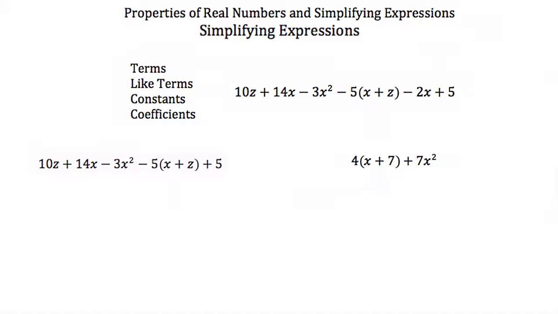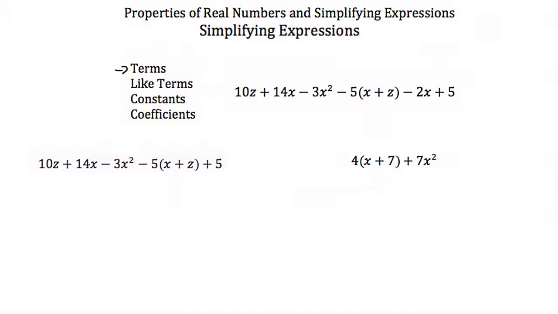Now the last thing we're going to do is simplifying expressions. And we're going to have to use our order of operations and all of our real number properties to simplify an expression. Now there are some terms that we need to talk about before we can simplify an expression. And the first term, unfortunately, is term.